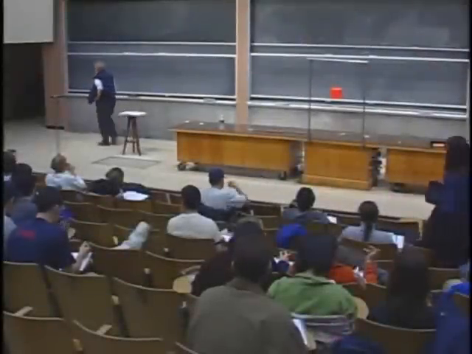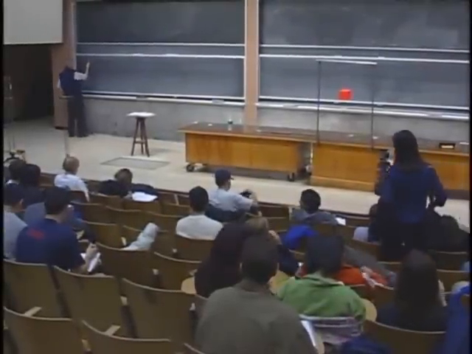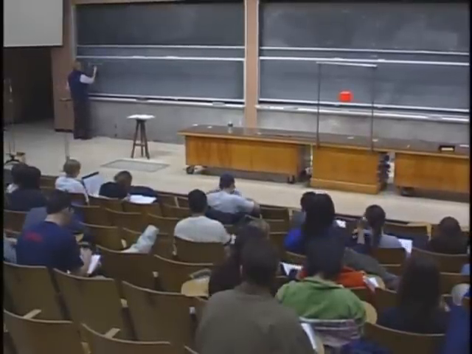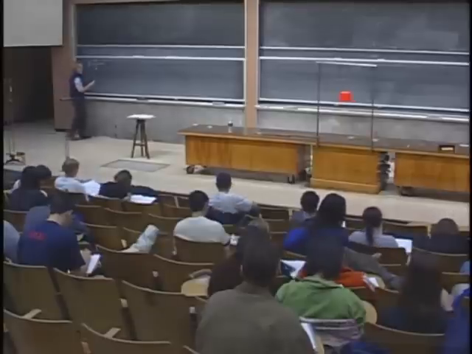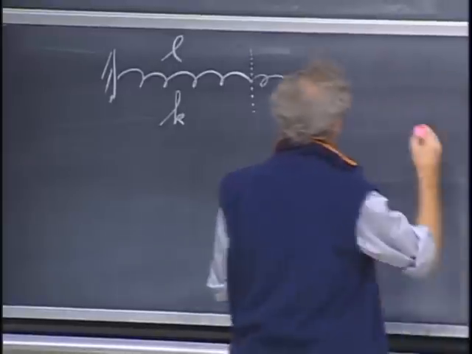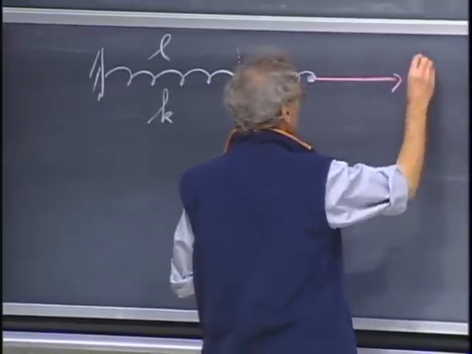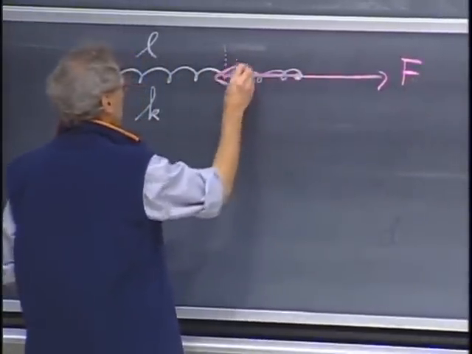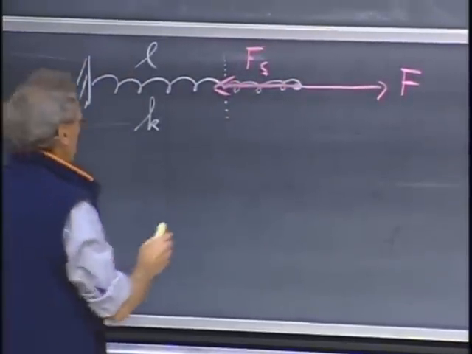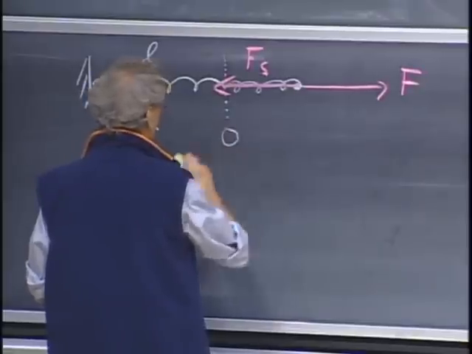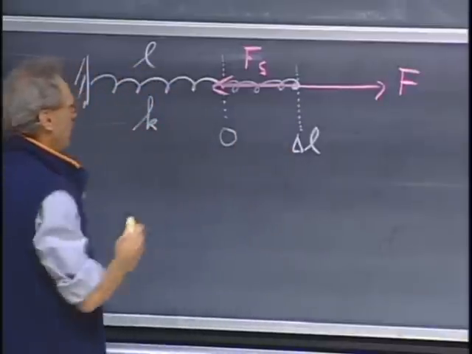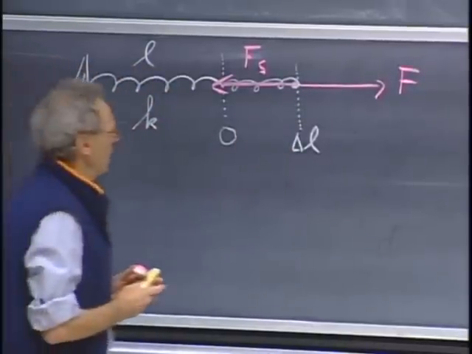When we take a spring, something that we are so familiar with now, and the spring has length L in a relaxed state, spring constant K, I can extend the spring with some force that I apply. The spring then will counter it with a spring force, and it will be in equilibrium there. I call this the zero position, and let's call this now delta L instead of X, what we have done before.